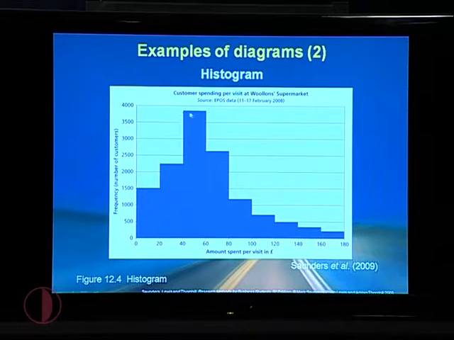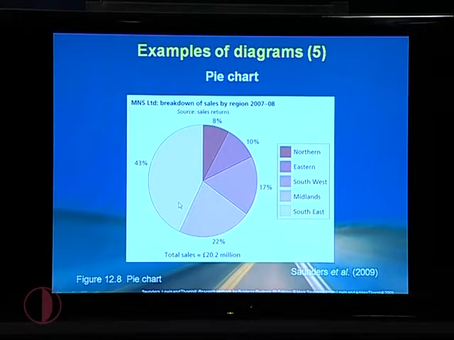Also, it will show the highest value, the lowest value, and it should be understandable: the amount spent per visit in sterling or pounds, and the frequency, the number of customers that spent it. For example, 100 sterling will be around 1,200, something like this. Or we can have the pie chart that will show, for the northern, eastern, and other regions, the total sales for some organization, to compare the sales in percentage and ratio.